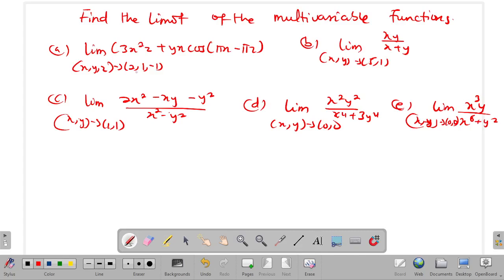Hi guys, this is Calculus Family, and in this tutorial, I'll be taking you through the limits of multivariable functions here. I've got 5 different functions.